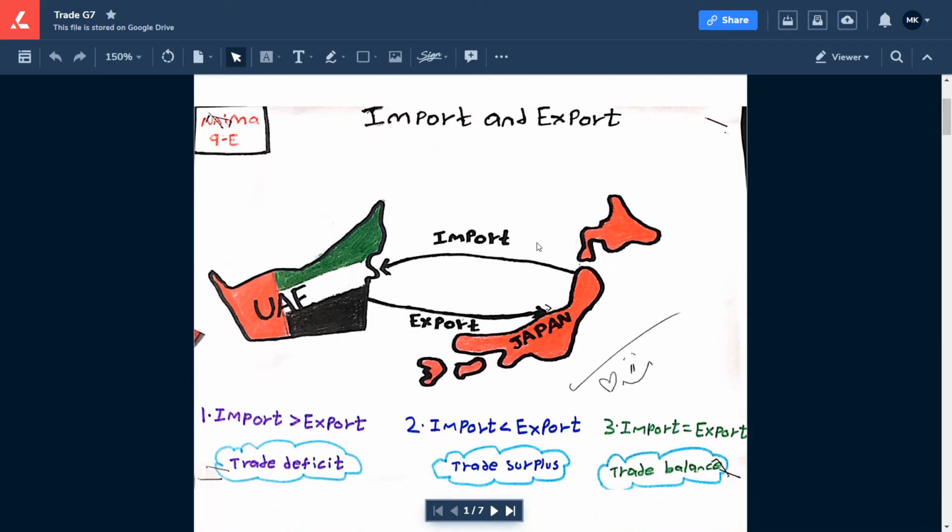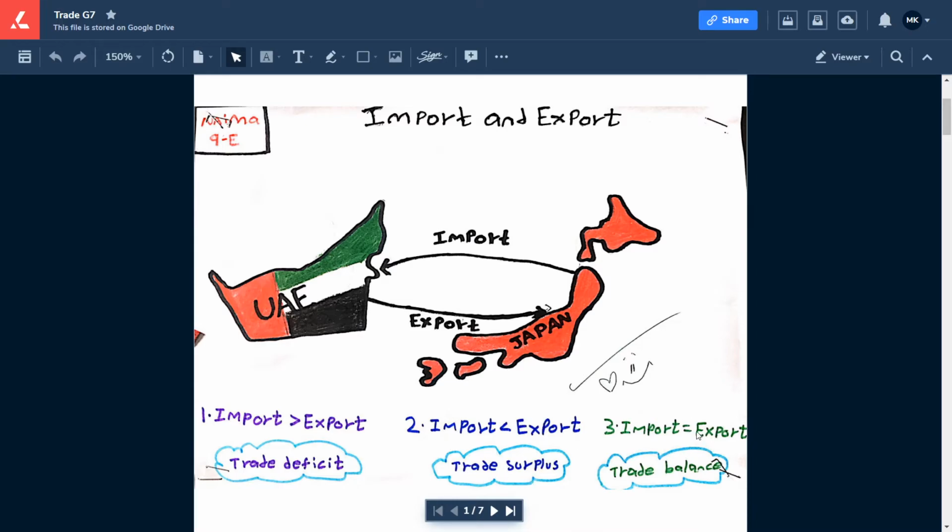See? Summarize everything. Things that are coming to the UAE, buying it from Japan, is called import, and things that UAE is selling to Japan, it's called export. And here, if the import is more than export, means we are buying more than selling, so we have a deficit. If we are exporting more than importing, it's a trade surplus.